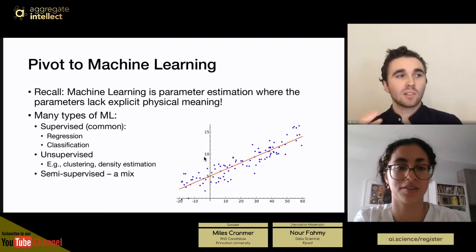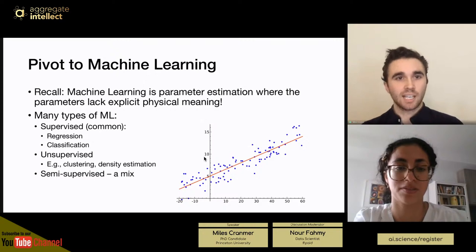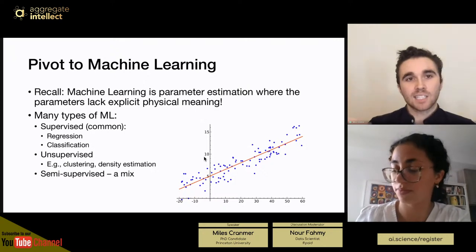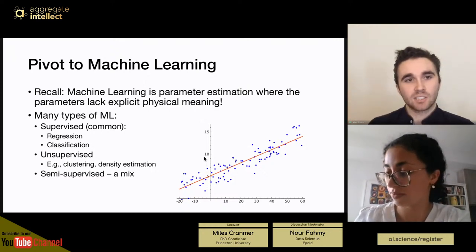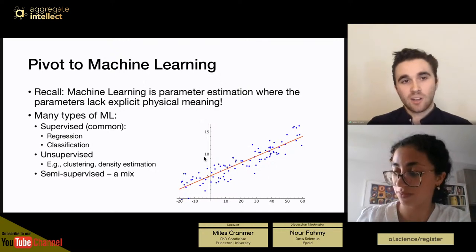So now let's change to machine learning. Machine learning is a type of parameter estimation or model building where your parameters lack an explicit physical meaning. There are many types of ML; supervised is what I'm going to talk about today.